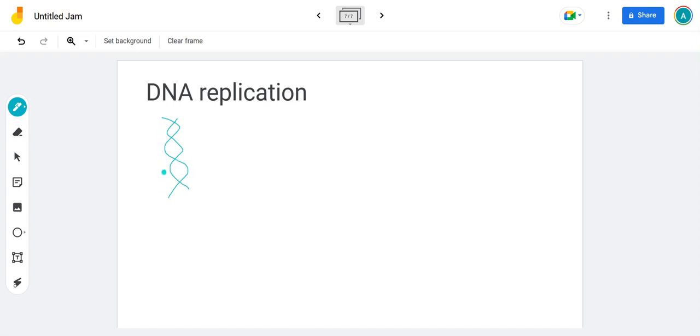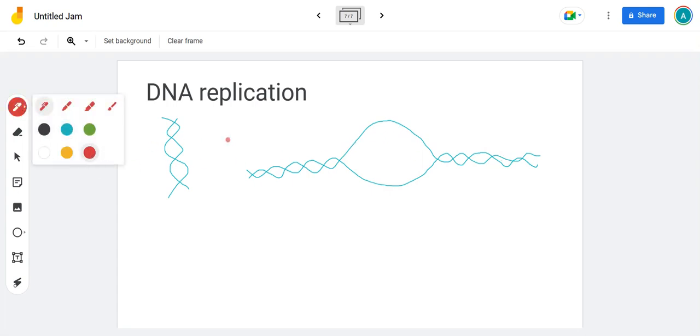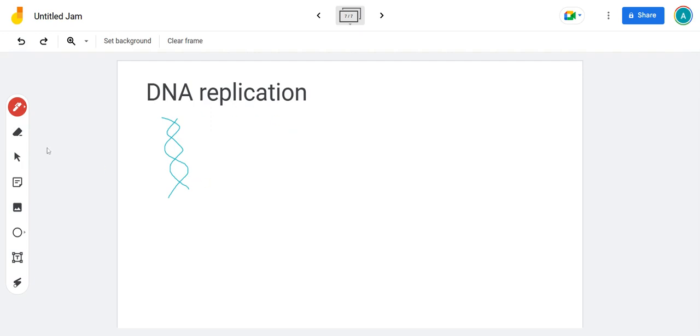Now, we've done transcription. Let me draw the picture and then rub it out. In transcription, we unzipped a little area where the gene started, and we copied one of these strands to make a complementary strand, which we called mRNA. So, the similarities and differences between DNA replication and transcription. Let's rub out transcription because that's not what we're doing now. We're doing DNA replication, but it's really important that we're familiar with transcription to understand where we might get mixed up.